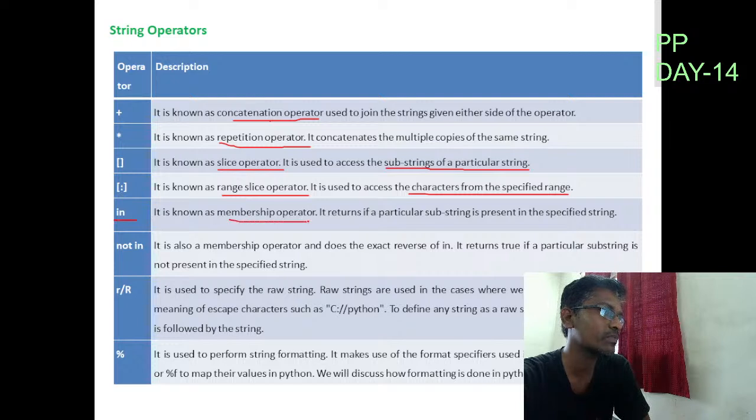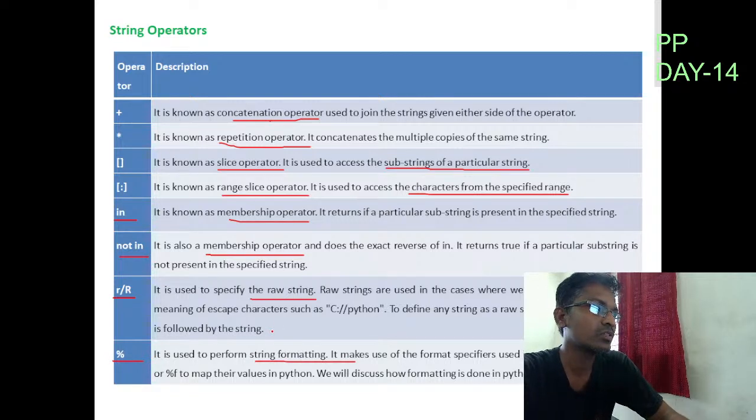The in operator is a membership operator, and not in is also a membership operator. Small r or capital R is called a raw string. For displaying the same string as output, you have to use small r or capital R. And the percent operator is a string formatting operator. These are the different types of string operators.